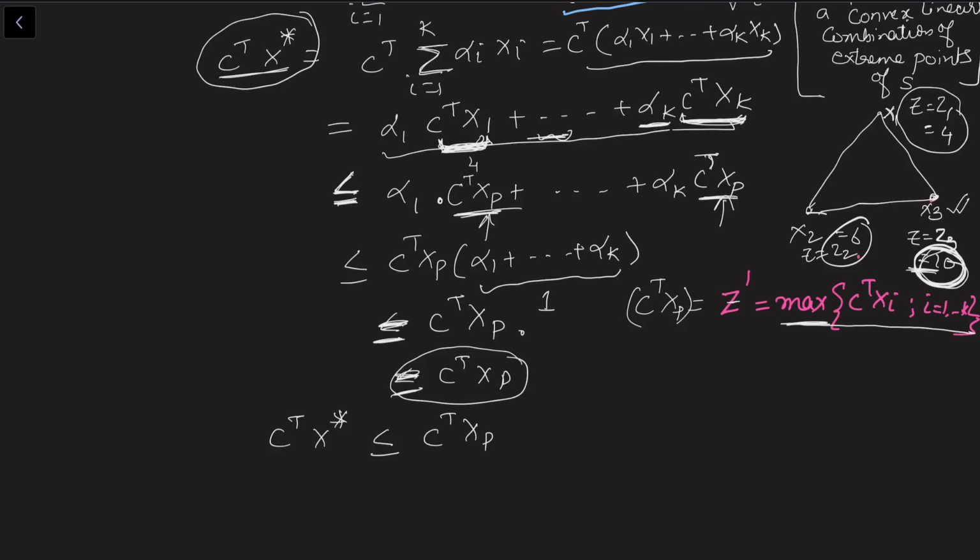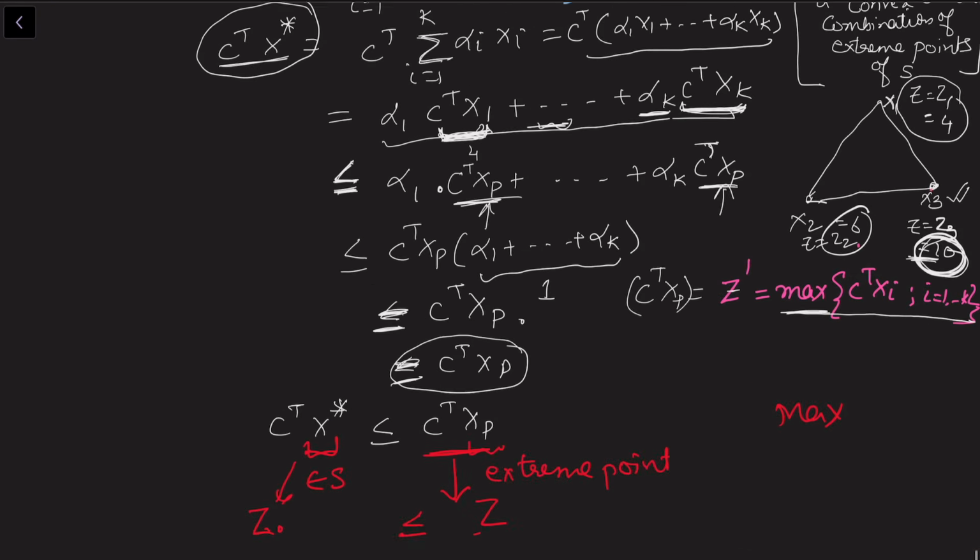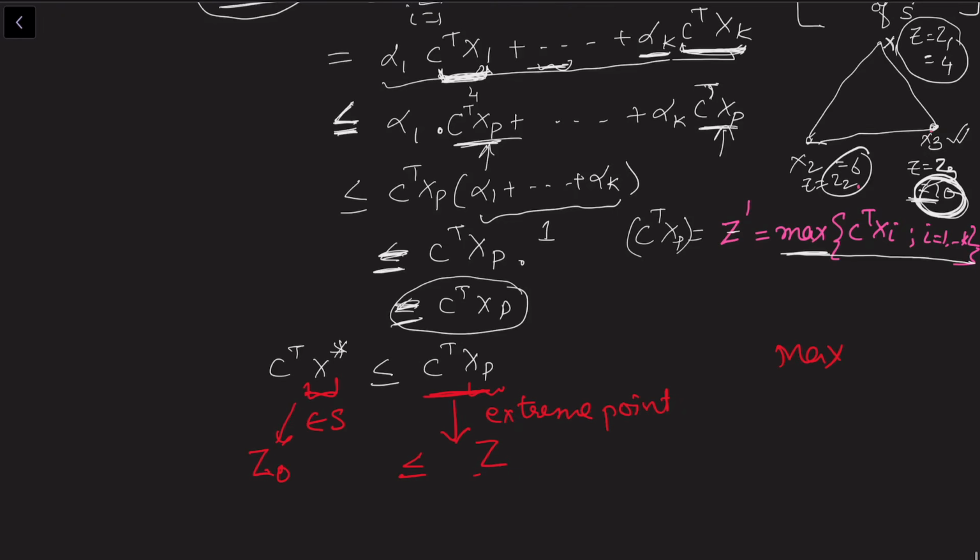Now notice that this was any point in the feasible region. This is the extreme point and my LPP is a maximization. So this will also depict some value of z, and this is also some value of z. This value is always less than or equal to z. We have considered C transpose x star as the value z naught. So here we say z naught is always less than or equal to z.